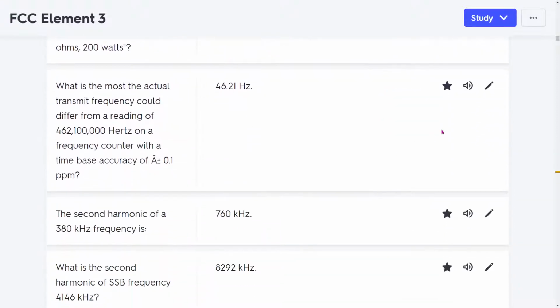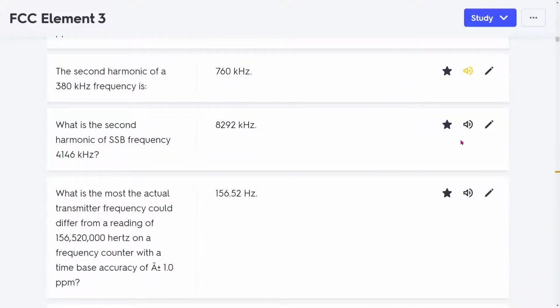0.316 amps. What is the most the actual transmit frequency could differ from a reading of 462,100,000 Hz on a frequency counter with a time-base accuracy of plus or minus 0.1 ppm? 46.21 Hz. The second harmonic of a 380 kHz frequency is 760 kHz. What is the second harmonic of SSB frequency 4146 kHz?